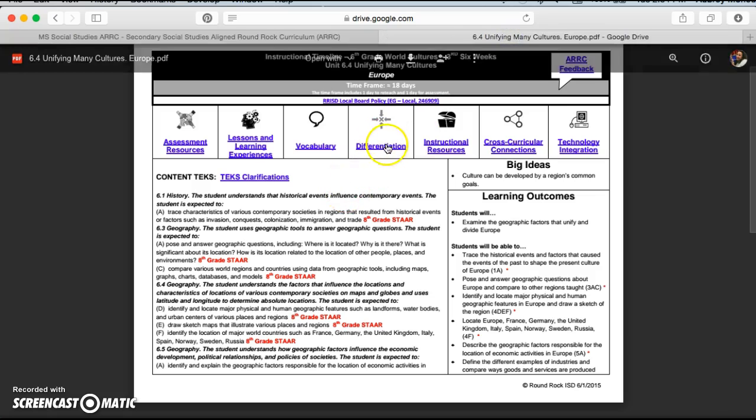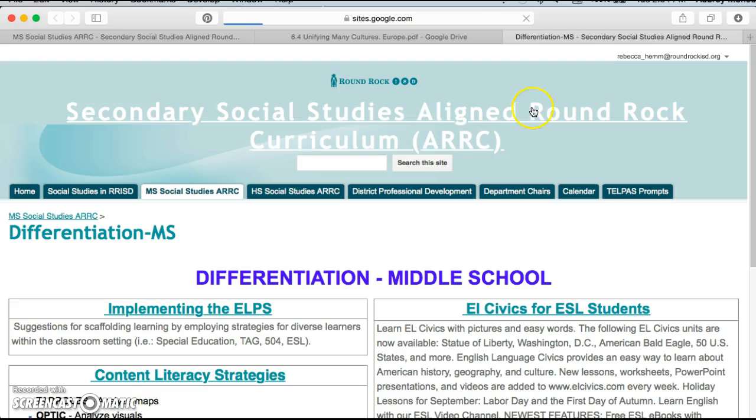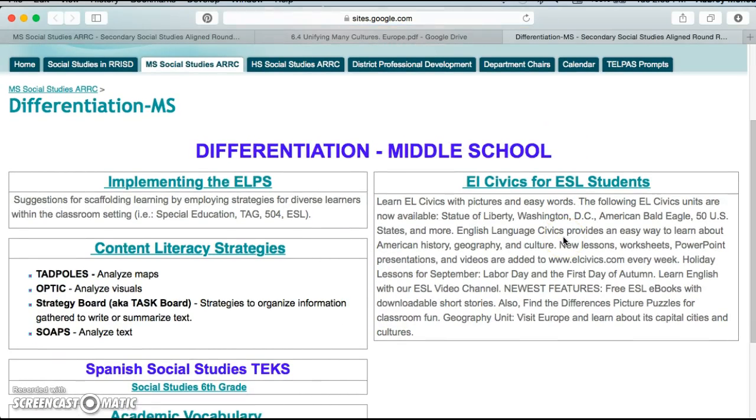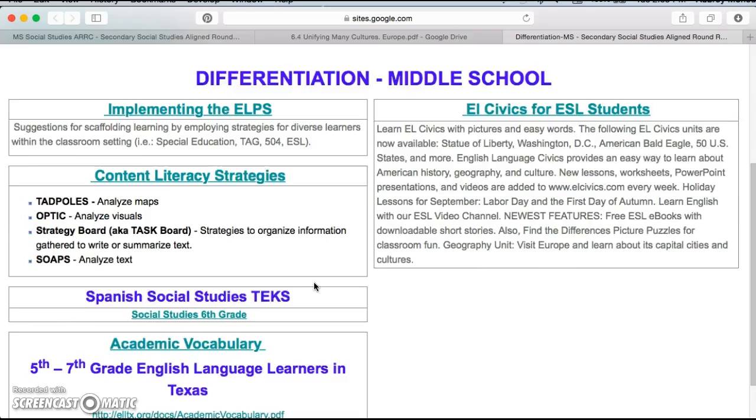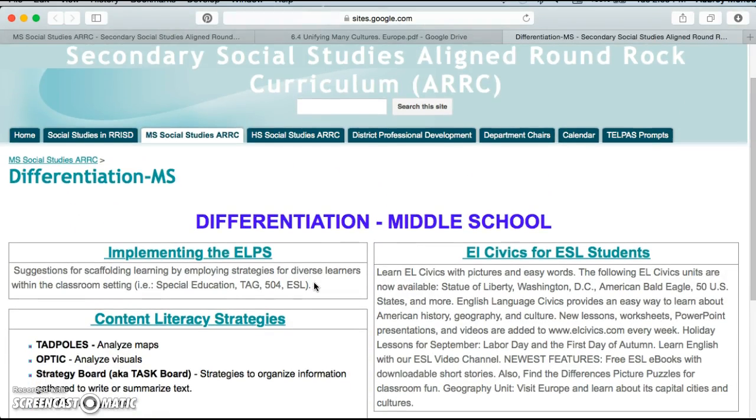So along with that, they also give differentiation. Specifically for English as a second language students, they show how to implement the ELPS. What I noticed is the differentiation for at least this subject and this grade level is really just aimed at English language learners, not really SPED students. So the ELPS are the English language proficiency standards.